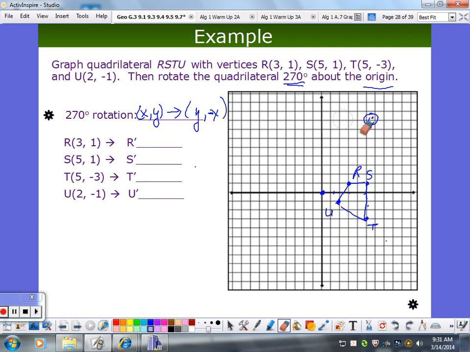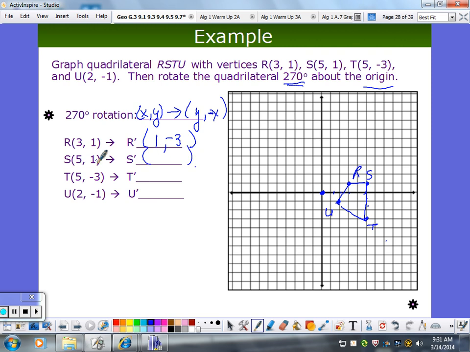Because once I have the rule, I'm okay. Right? I write down what R, S, and U are, and now I'm going to write what they map to. So R prime, you turn Y and X, and then this part, the X, this 3 is now negative 3, because you negate it now.